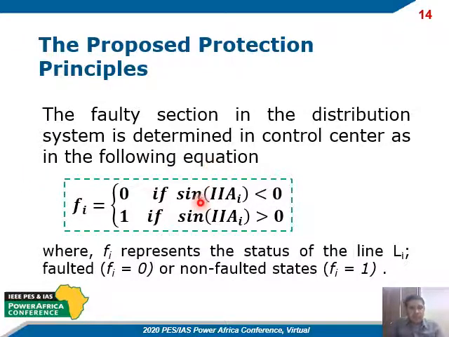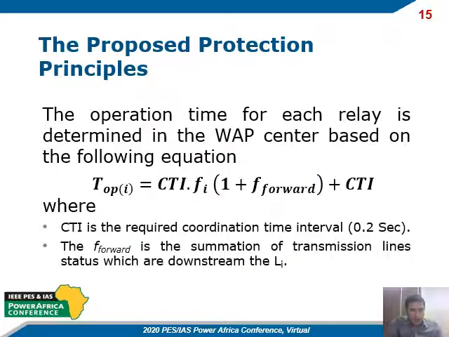Now, the faulty section in the distribution system is determined in the control center by the proposed scheme using the following equation. This equation is mainly based on the sign of the integrated impedance angle. If the integrated impedance angle is less than 0, the variable f will be 0. If it is larger than 0, the variable f will be 1, where variable f represents the transmission line status.